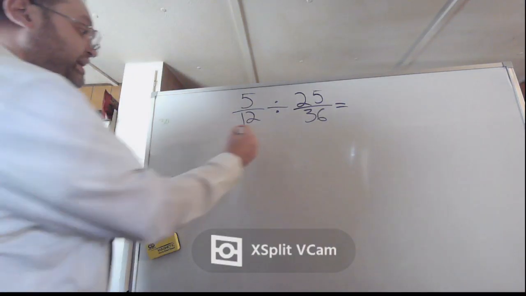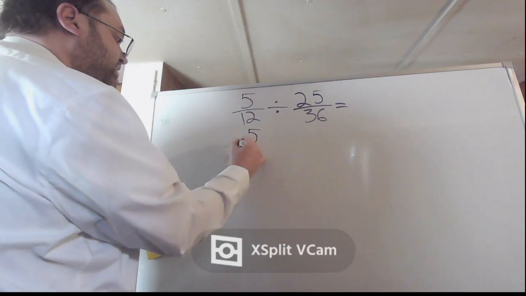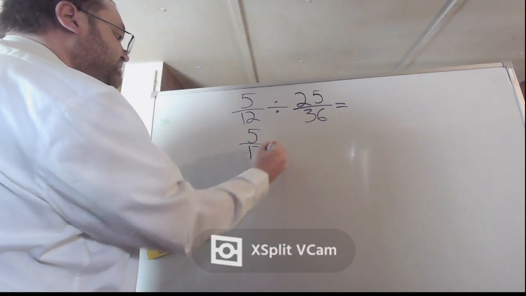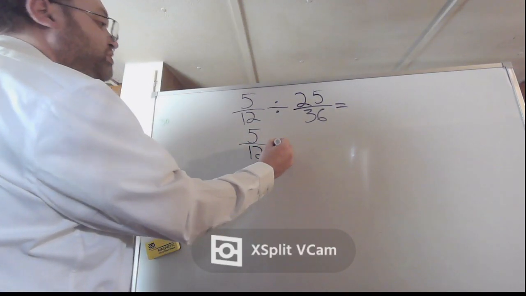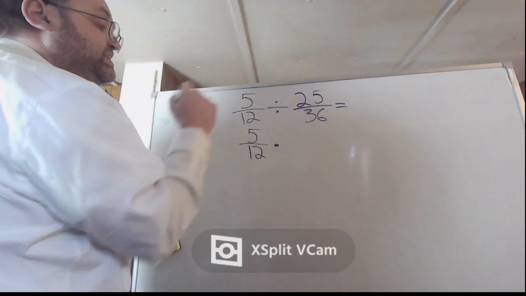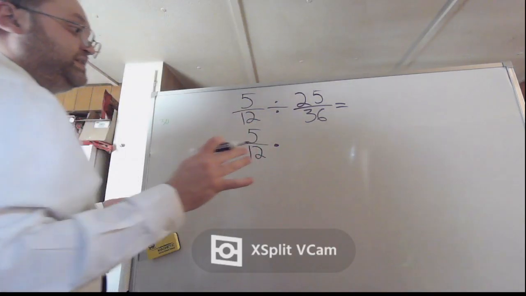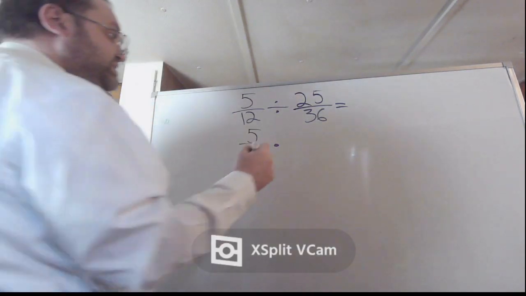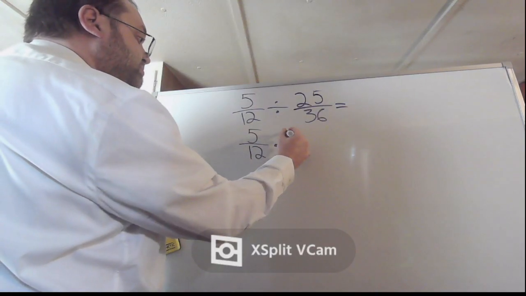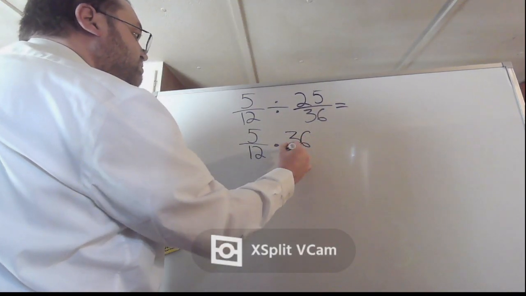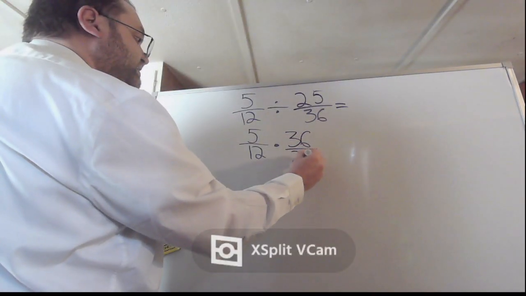So, again, leave your 5/12 alone. That'll stay where it is. You're going to invert and multiply with the reciprocal of 25/36. The reciprocal of 25/36, since you're dividing, it becomes multiplying by the reciprocal, will be 36/25.